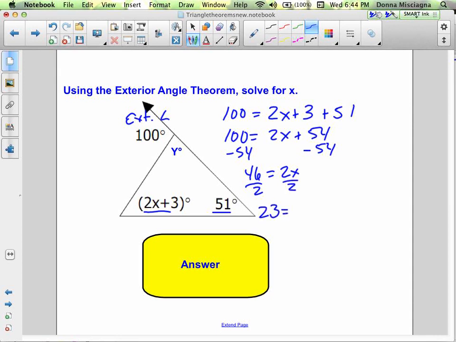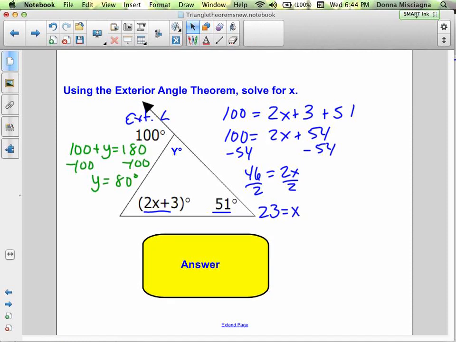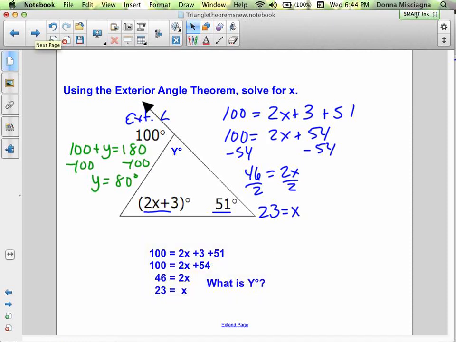23 is equal to x, and then y, of course, together those two angles form a linear pair. So 100 plus y equals 180. If we subtract 100 from both sides, we see that y is equal to 80 degrees. And let's see if we got our answer correct. Why, yes, we did. We added up the like terms, subtracted 54, divided by 2, and it matches, and we found y. All right, let's solve another one.